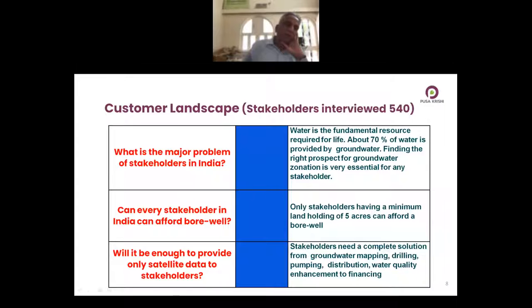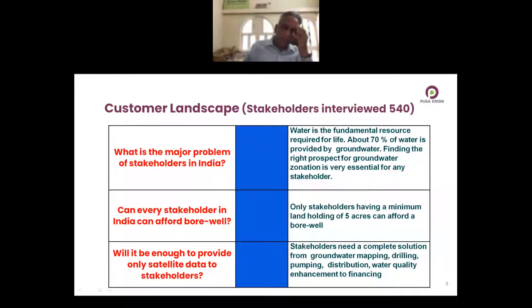Now, you all know what is the major problem of stakeholders in India: water is a fundamental required resource. About 70% of our needs are being met by groundwater. So groundwater prospecting and zonation is very essential for the stakeholders. Now, can every stakeholder in India afford a borewell? This is the second question which we posed to the people. Normally, stakeholders having 5 acres of land can afford the borewell. This is the minimum land holding.